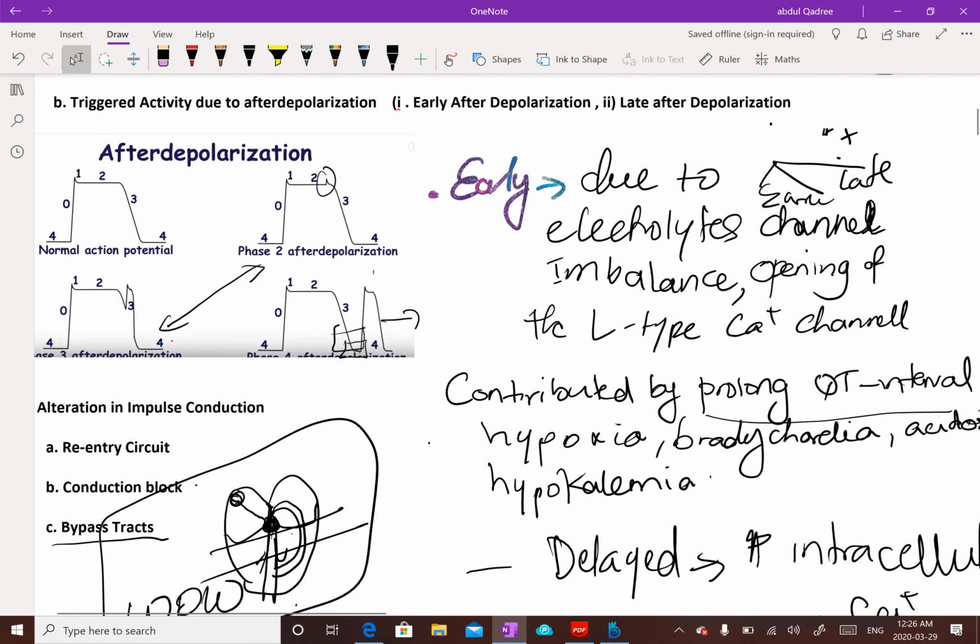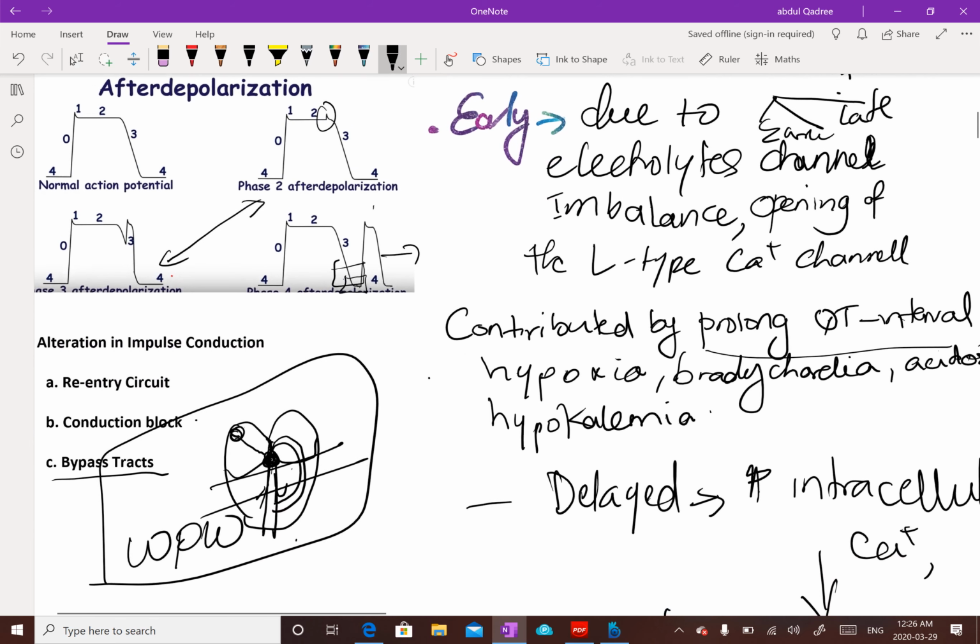And then we said alteration in impulse conduction can happen due to reentry circuits, conduction block, and bypass tracts. So that's about it. For this video, I think we'll stop here, and you can go ahead and watch the next video. In the next video we're going to talk about supraventricular tachycardias.